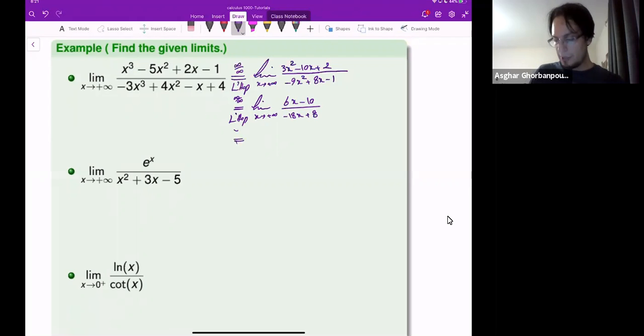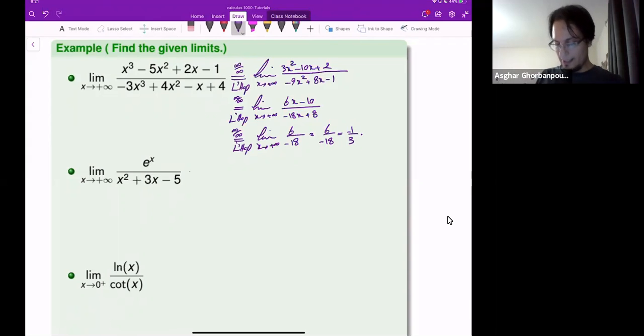Another time, you see this is infinity over infinity. I can apply L'Hopital's rule again. And well, this is just the limit of a constant. The limit of a constant is always that constant, and that is negative 1 over 3. If you factor out the highest power, that will work the same way.